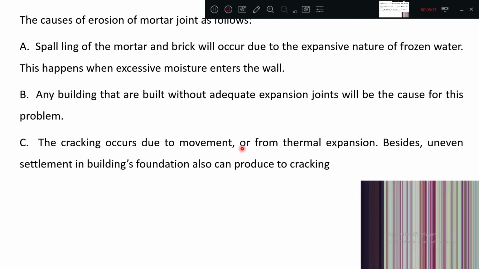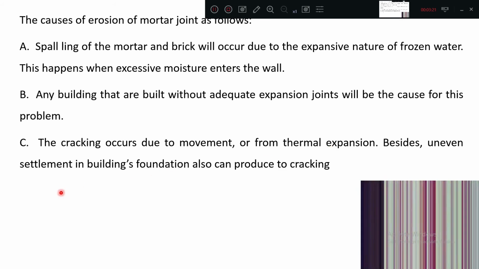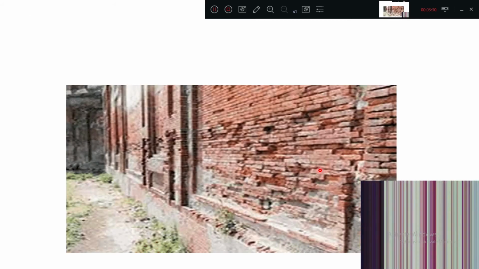The cracks occur due to movement or from thermal expansion due to the daily variation in temperature, day temperature, night temperature, or seasonal temperature. Besides, uneven settlement of the building foundation can also lead to cracking of the mortar joint.